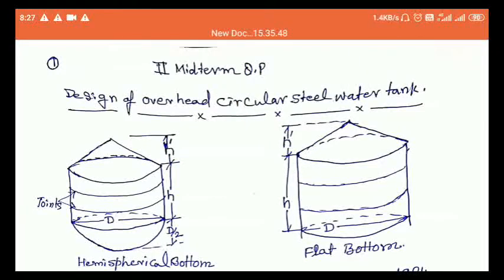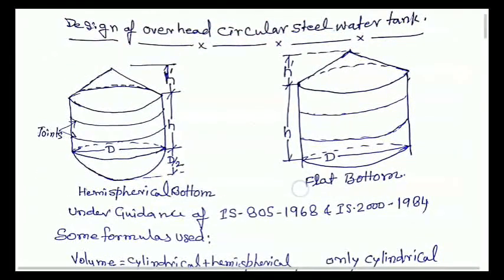So, you can see the drawings. The overhead steel water tank can be prepared or manufactured in these two types. First is having a hemispherical bottom, and second having a flat bottom. Flat bottom means it is based directly on beams or any plane platform, and hemispherical bottom means it is having the bottom half of a hemisphere connected to the cylindrical part.